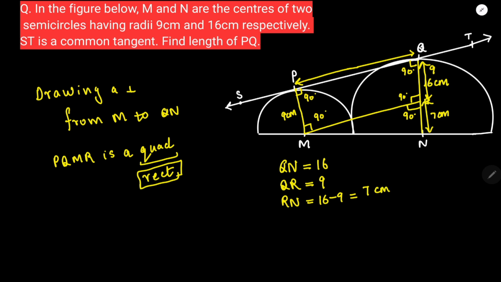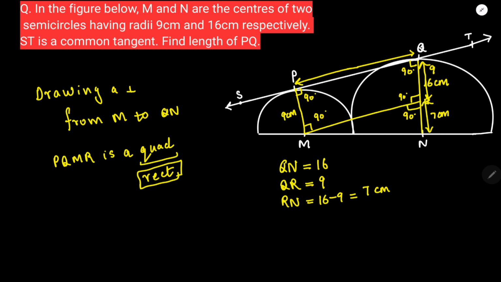But now what is our job? Our job is to find this MR. Because if I am able to find this MR, we know that MR is equal to PQ, because this is a rectangle, right? So now I find MR. How can I find MR? Do I know MN? Let us find MN now.